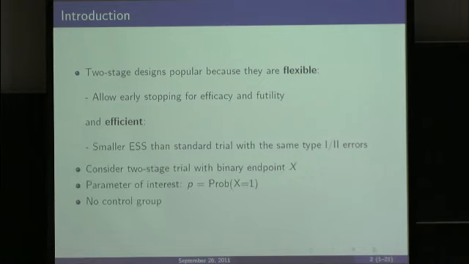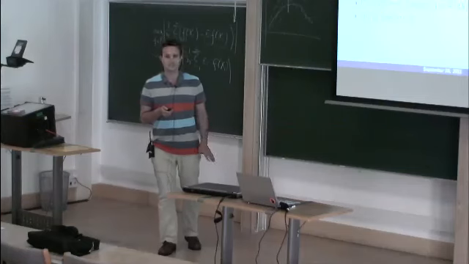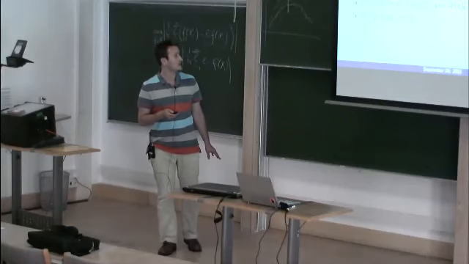So I'm going to consider in this talk a two-stage trial trying to estimate a binomial proportion parameter, trying to estimate the proportion of patients who respond. So the parameter of interest is P, the probability of some endpoint X, the probability that it equals 1. There's no control group in this trial.